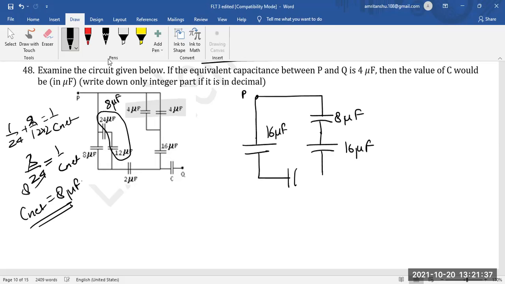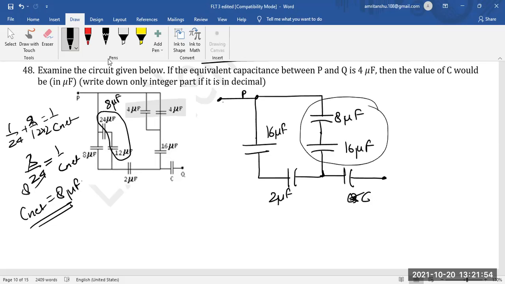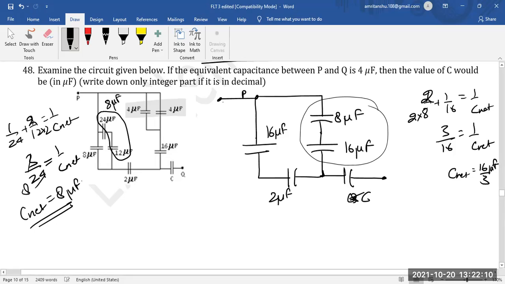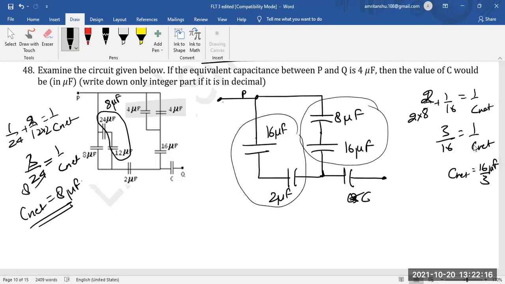And then this is going to be 2 microfarad. This is some capacitance over here. So 8 and 16, again how much? 1 by 8 plus 1 by 16 equals 1 by C net. So this is 3 by 16 equals 1 by C net. So C net is 16 by 3 microfarad. So this is 16 by 3.